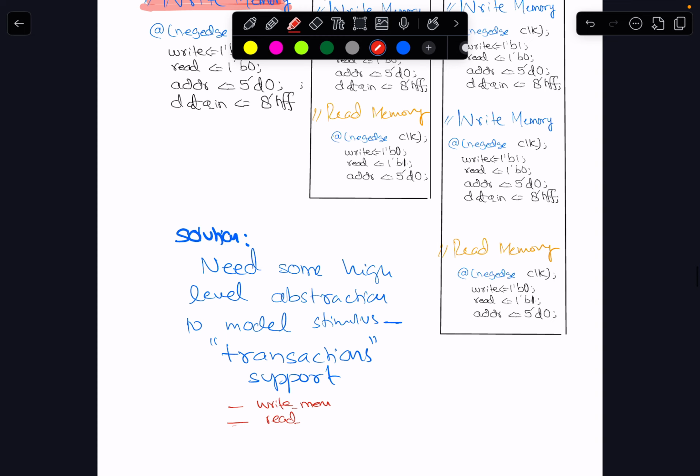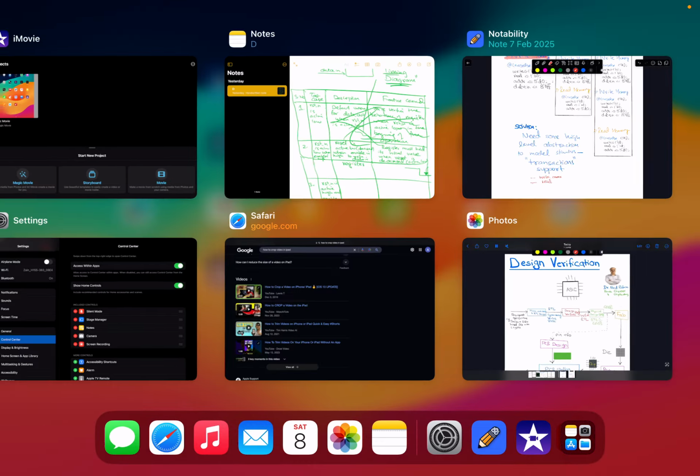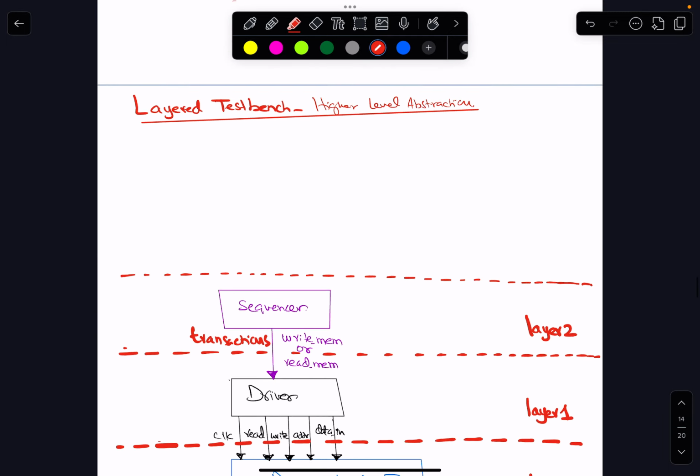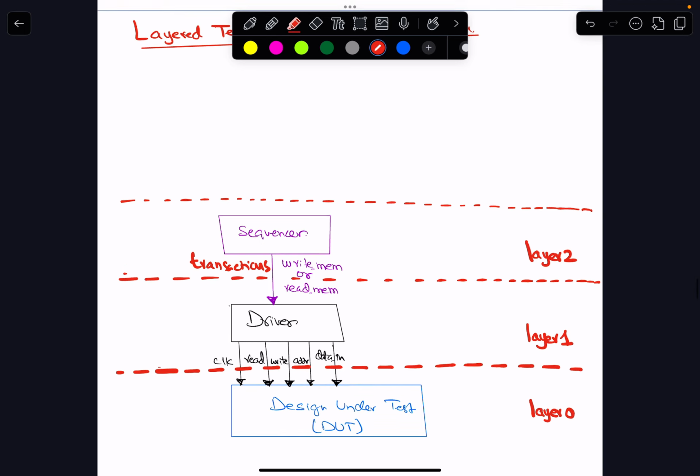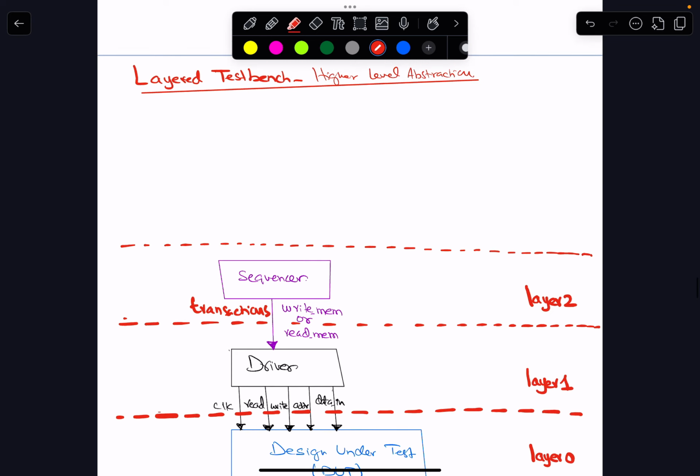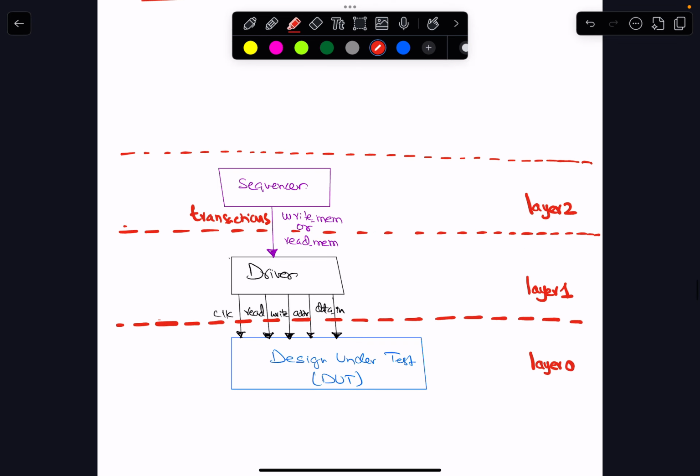So you need to have some high level abstraction to model this stimulus, with transaction support like write memory or read memory. So you don't have to drive all the signals manually, you just use some high level transaction. How do you do that? This is what we'll be talking about in more detail in layered test bench, higher level abstraction. But let me just give you a brief idea of what we mean by this.